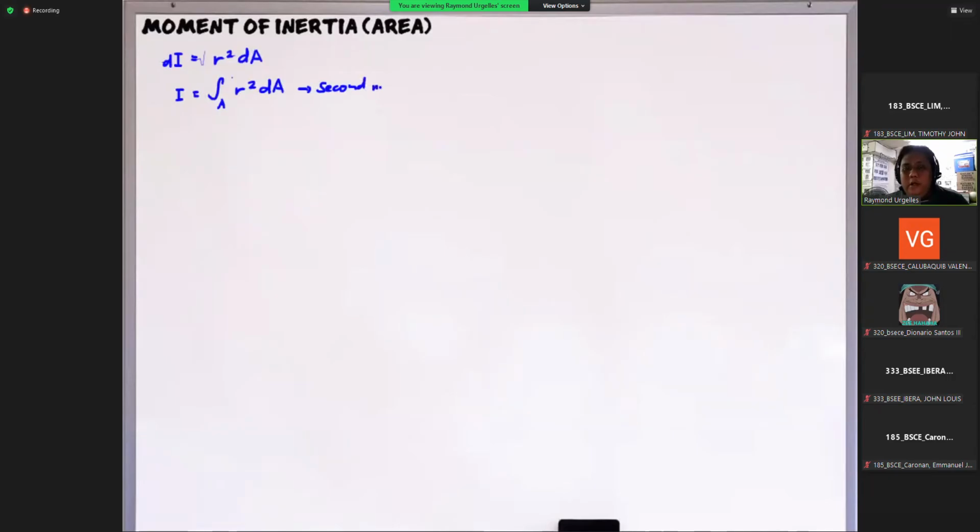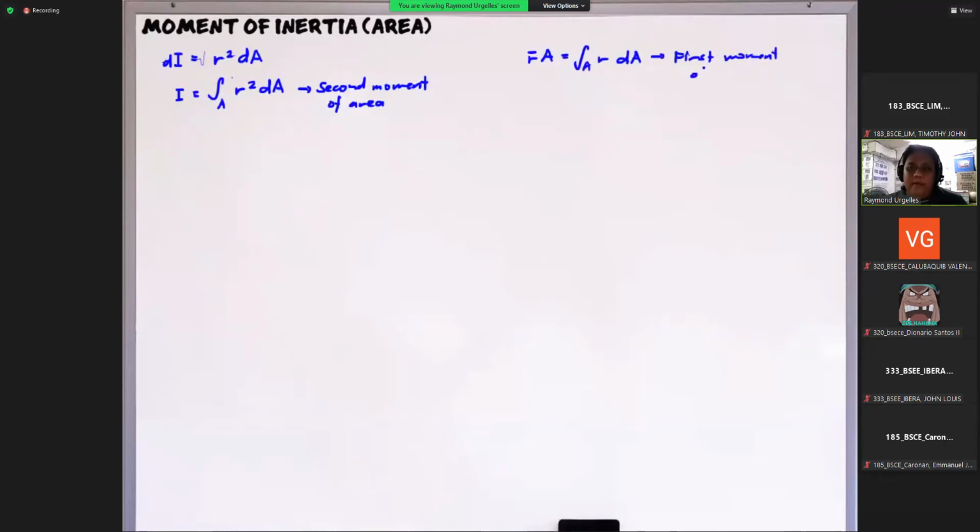Kasi kung napansin nyo dun sa centroid natin na equation, basically we have r bar times the area is equal to integral over the area ng r dA. Ganito yung format nung sa centroid. Makikita natin, pareho lang siya ng moment of inertia, pero dito second power, dito first power. Kaya ito tinatawag natin as the first moment of an area.